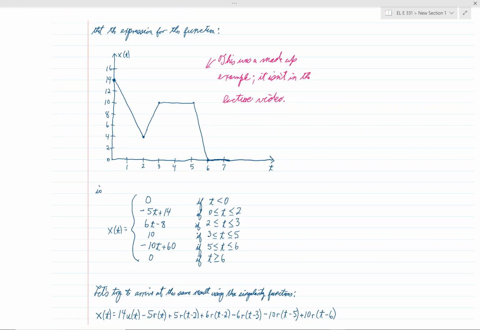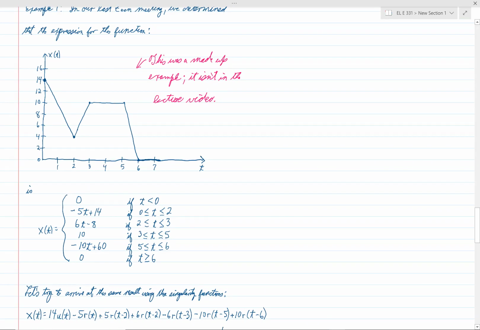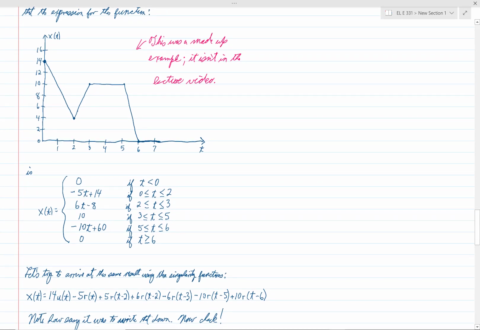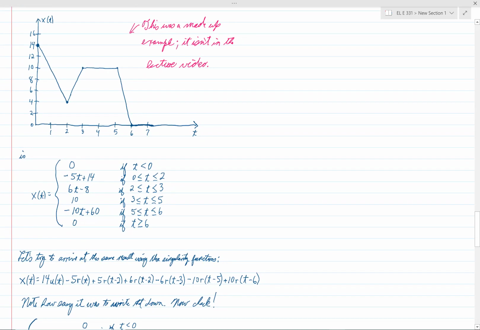Now, this is going to take some practice, so don't be frustrated if at first this seems a little bit mysterious, because we'll look at other examples as well. But how would we write this in terms of these functions u of t and r of t? Okay, well, let me just go ahead and say the answer is this.